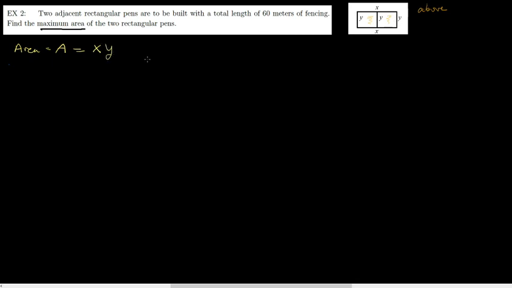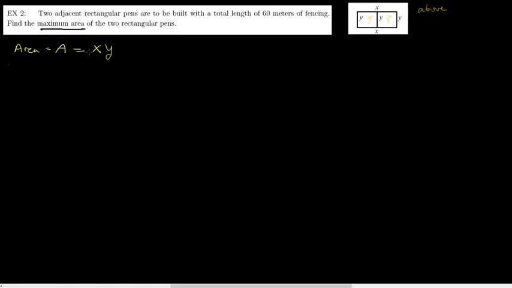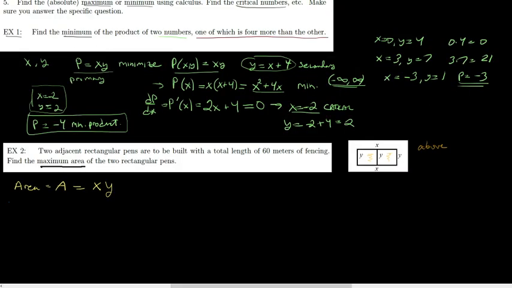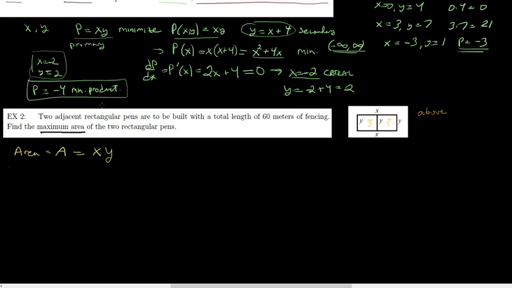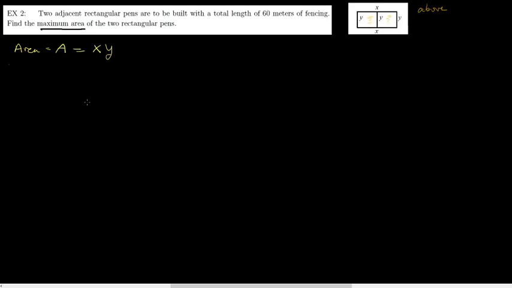So this is actually not unlike the previous problem where we want to maximize the area, x times y. We want to find the maximum product of two numbers, x times y. The difference being that in the previous problem, this was a minimum. Now we want it to be a maximum. So it's a slightly different problem here.